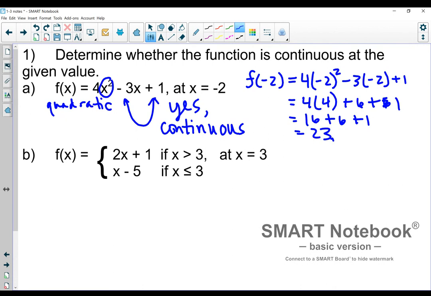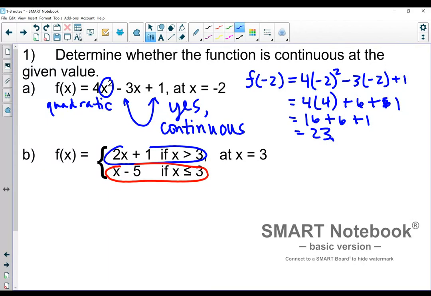So for B, what I notice is that I have a piecewise function. So I have this part of the graph here for when x is greater than 3. And then if x is less than or equal to 3, I have the part of the function that says x minus 5. So we have two different pieces to our piecewise function.